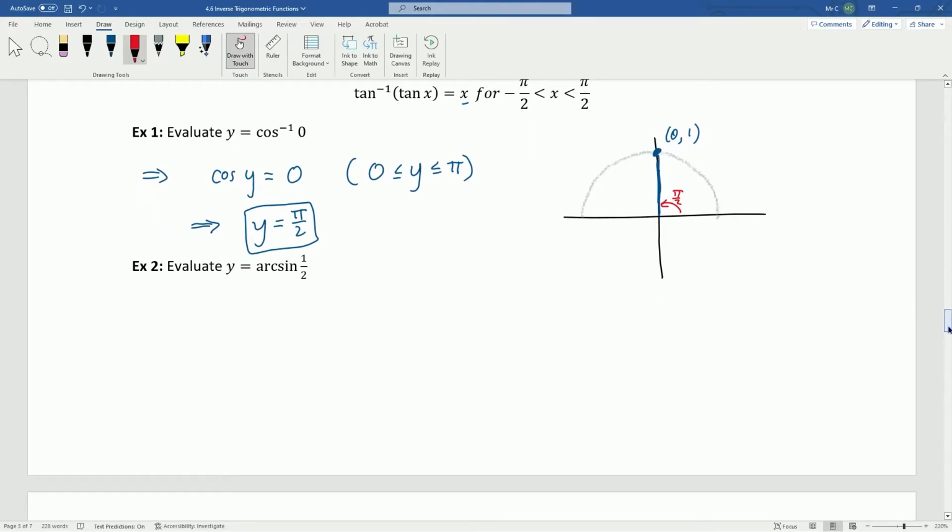Okay, so evaluate y equals arcsine of 1/2. So again, we say, well, that's the same thing as saying sine of y equals 1/2. But we have to think about the condition on sine. And for the restricted sine function, we only allow angles y between negative pi over 2 and pi over 2. In other words, the output for arcsine can only be between negative pi over 2 and pi over 2.